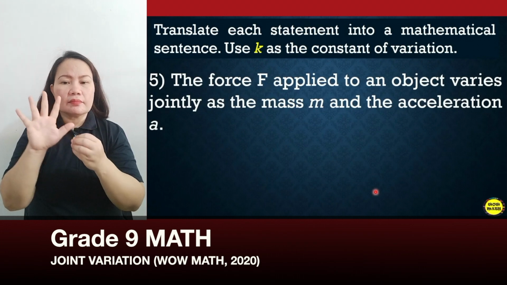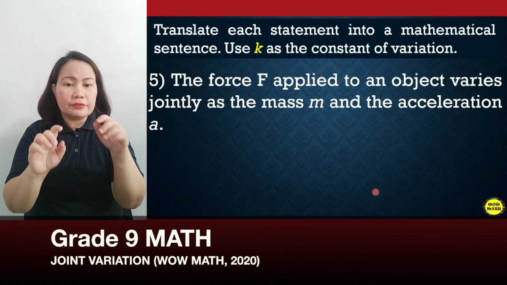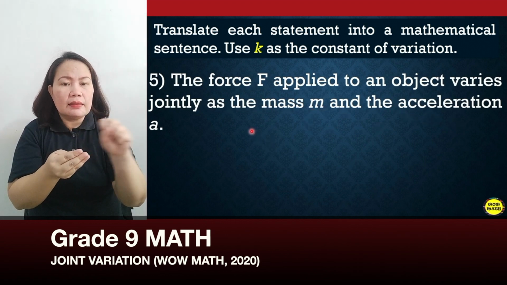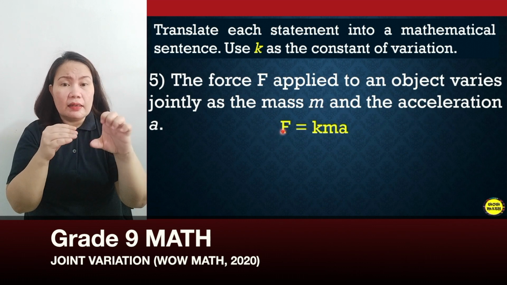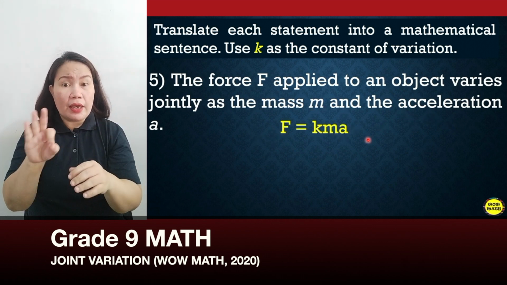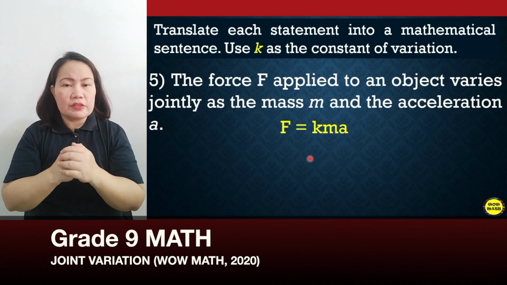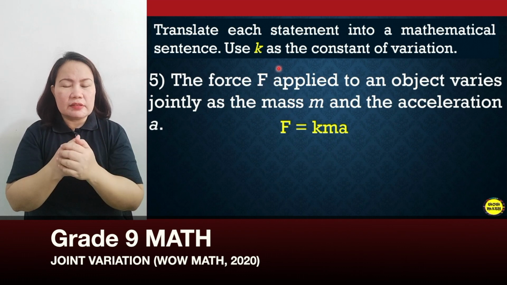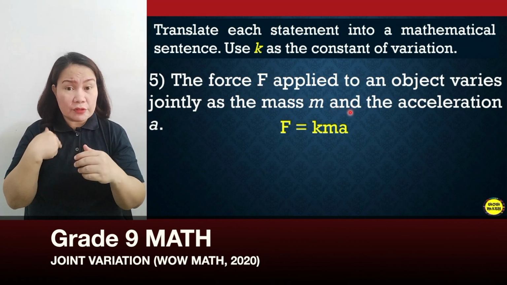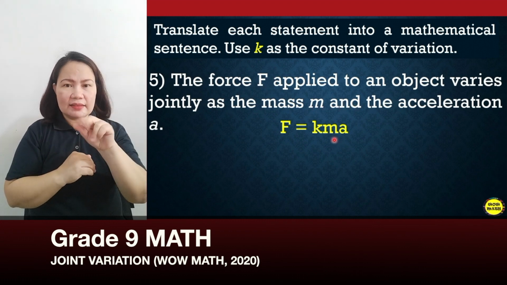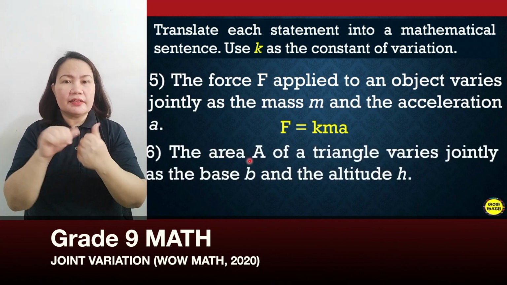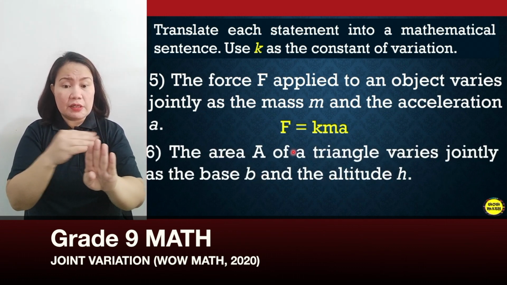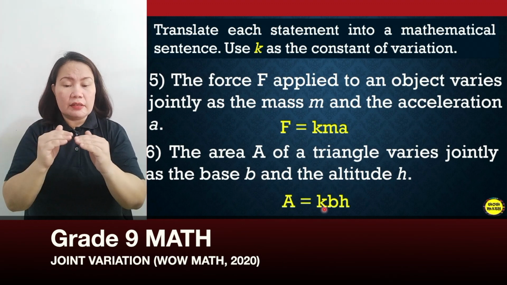Another, the force F applied to an object varies jointly as the mass M and the acceleration A. So that is F equals KMA. So hindi mahirap i-translate yung statement into a mathematical sentence kasi meron siyang connector na "and". So alam mo kung ano yung pagsasamahin mo. And then the area A of a triangle varies jointly as the base B and the altitude h. So that is A equals KBh.